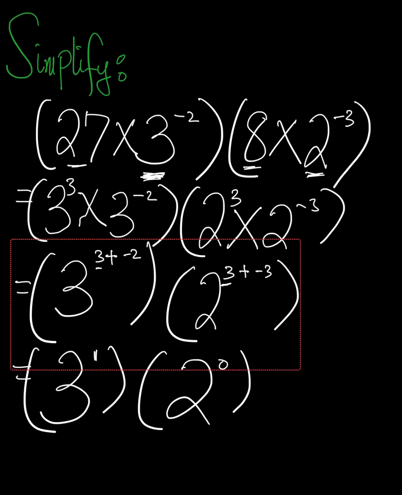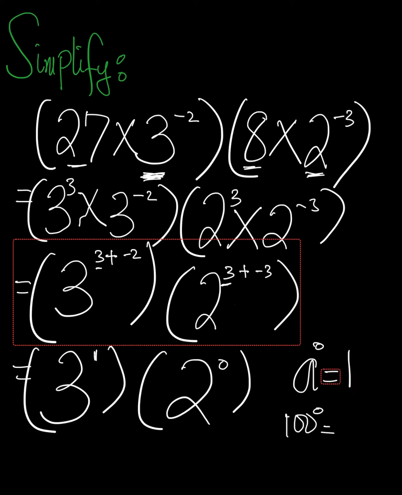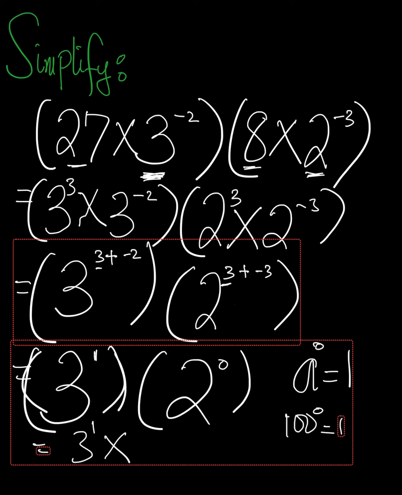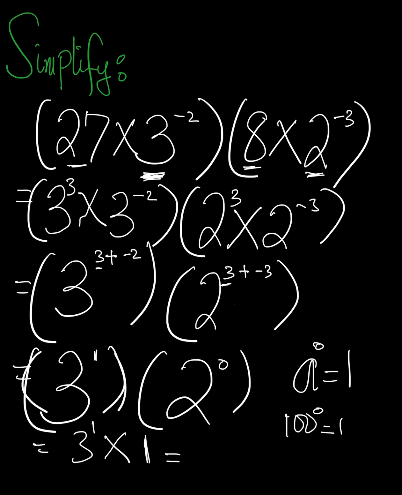All right. Now, another law is that if you have a to the power 0, it's always 1. Any number raised to the power 0 is 1. So if you have 100 raised to the power 0, it's 1. So using that law, we're going to get 3 to the power 1 multiplied by 2 to the power 0. Why multiply? Because all of it is in parentheses. Anytime you have two numbers in parentheses close together, it means you are multiplying. So we are multiplying 3 to the power 1 by 2 to the power 0, which is 1. We're going to get 3 times 1, which is actually 3.